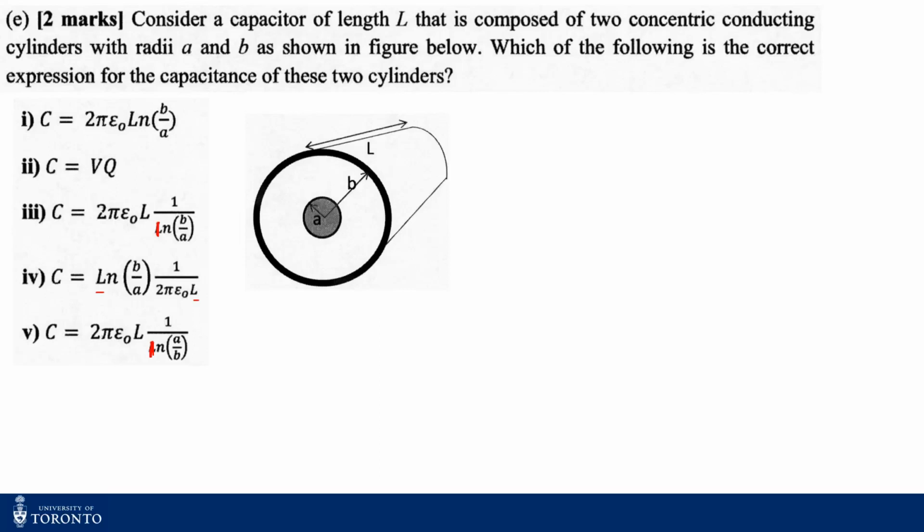All right. Now we know from the theory that the capacitance of a cylindrical capacitor is directly proportional to the length, and it's connected by the radius through the ln function. So therefore option number 3 is the correct option.